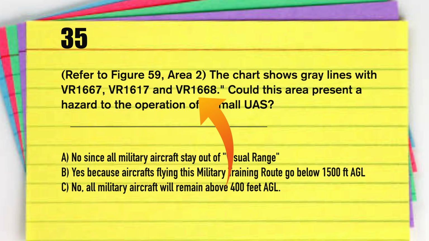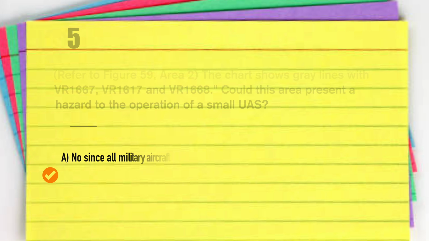And yes, this can be a hazard if you're conducting an operation with a drone, because you can fly up to 400 feet AGL, but the problem is they can fly below 400 feet AGL because this is a military training route that goes below 1,500 feet AGL.